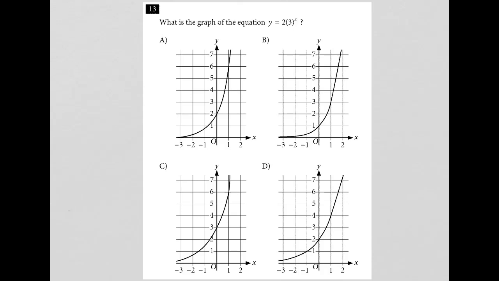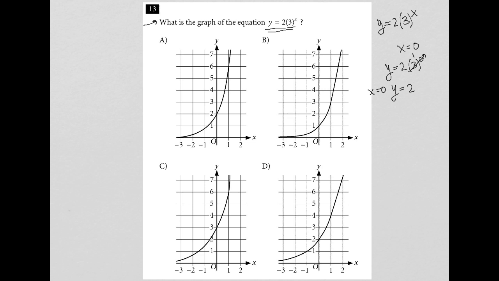So this question says, what is the graph of the equation y equals 2 times 3 to the x power? Anytime I see an exponent that's a variable, I like to figure out what happens when that variable is equal to 0. So we would have y equals 2 times 3 to the 0. 3 to the 0 power, like anything to the 0 power, is just 1. So this becomes y equals 2. So basically, when x equals 0, y should equal 2.